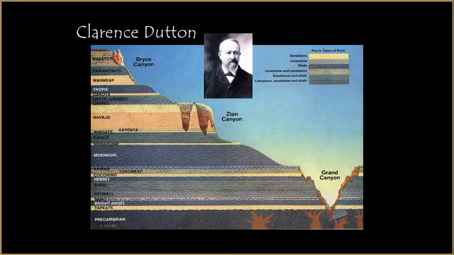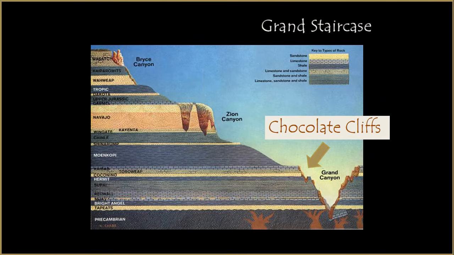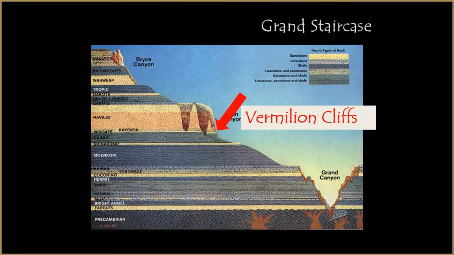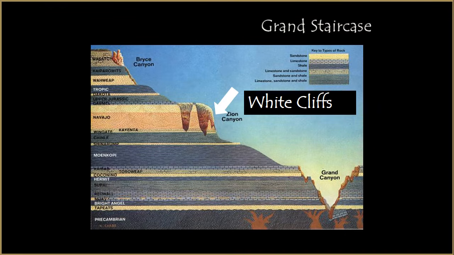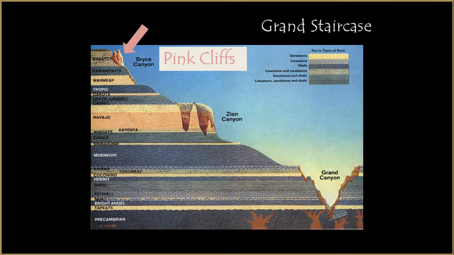A geologist named Clarence Dutton first thought of them as a huge staircase in the 1870s and divided the strata into 5 steps based on their colors: chocolate, vermilion, which means bright scarlet red, white, gray, and pink.